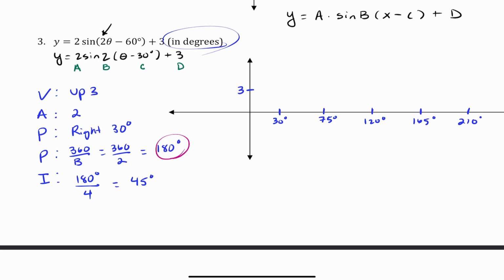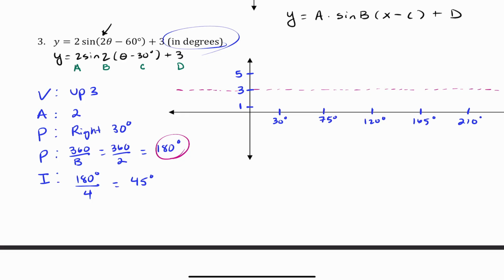And then, since we're going up 3, I'm going to write my 3 here, and then draw a dashed line along the 3, because that is our vertical shift. And our amplitude is 2, so I need to look at that 3 and add 2. That's going to give me 5. And then I need to subtract 2, so 3 minus 2 is 1.